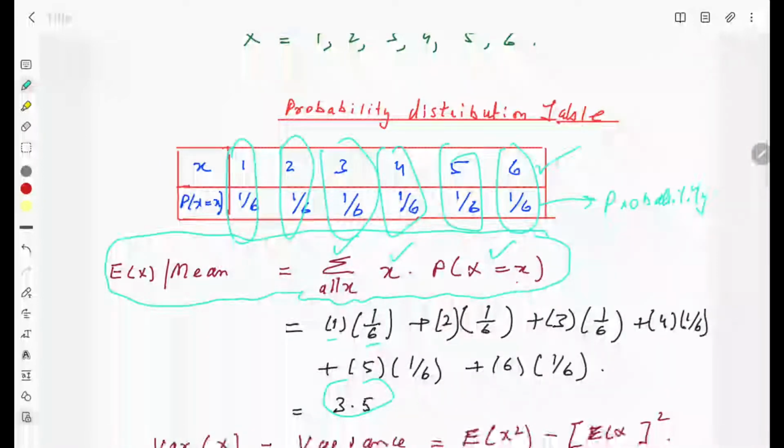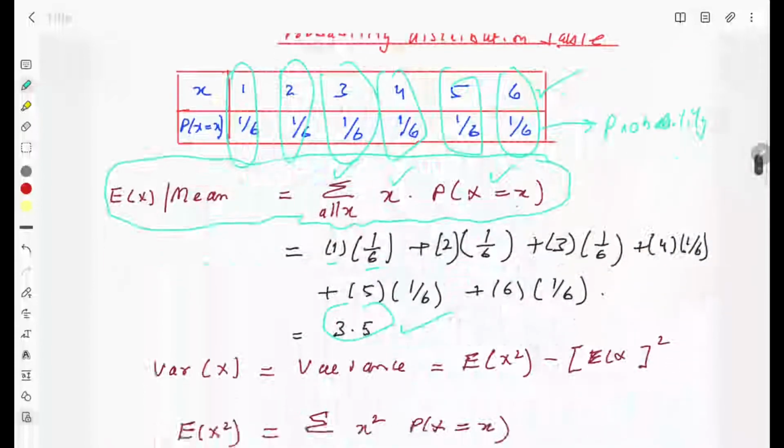You can see there is no change, unlike the experimental approach where you get different results. If you're throwing it 20 times or 200 times, you get different answers. But since the probability is fixed, in the theoretical approach the probability distribution table will give me one answer only. In my example, the answer is 3.5. The average score is 3.5.